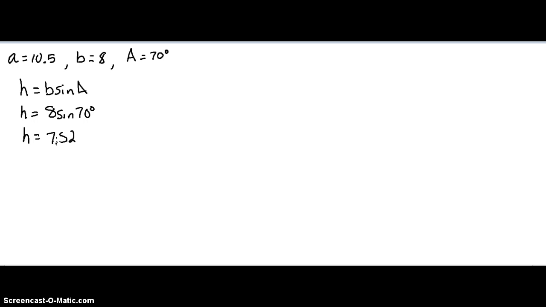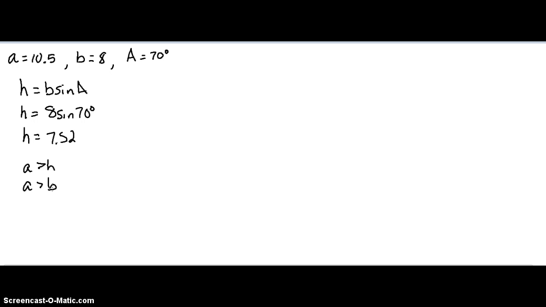It turns out that a is greater than h, because 10.5 is greater than 7.52, and a is also greater than b. So what that means is that we're only going to have one triangle.